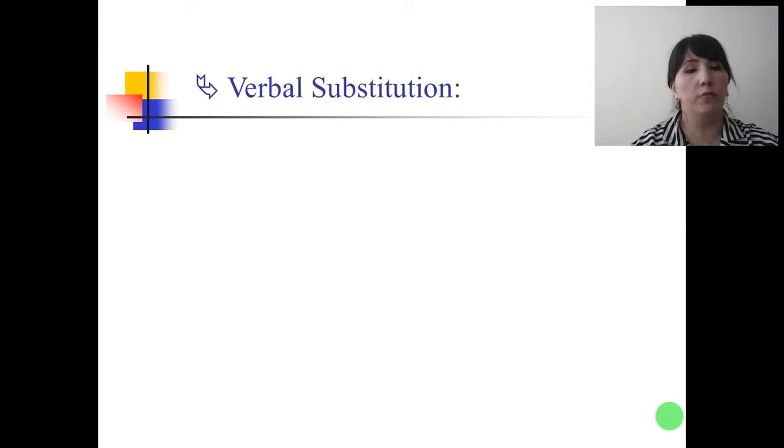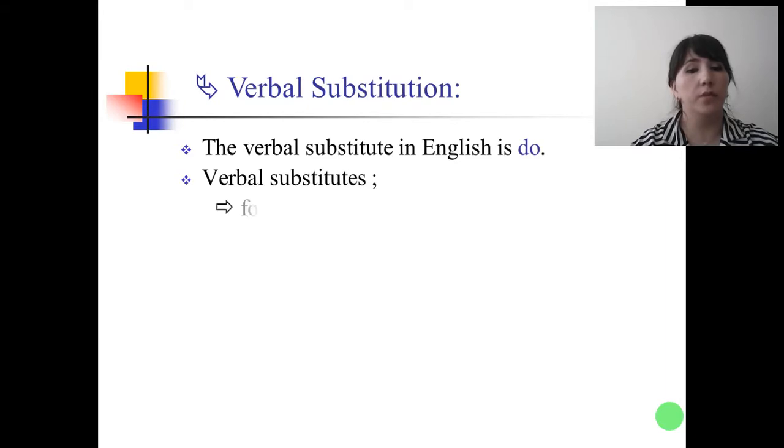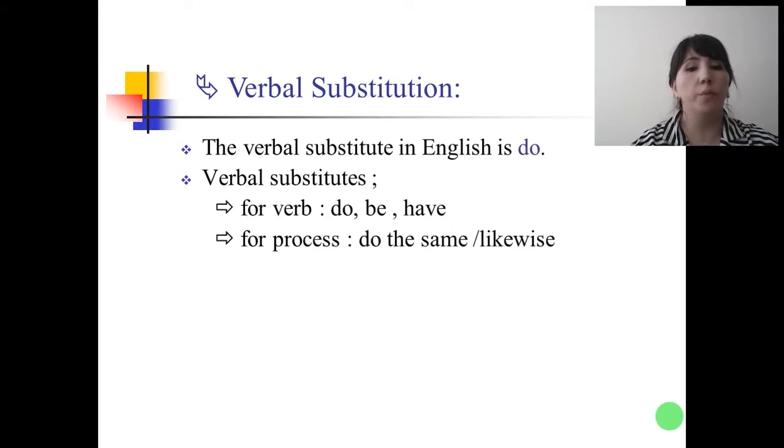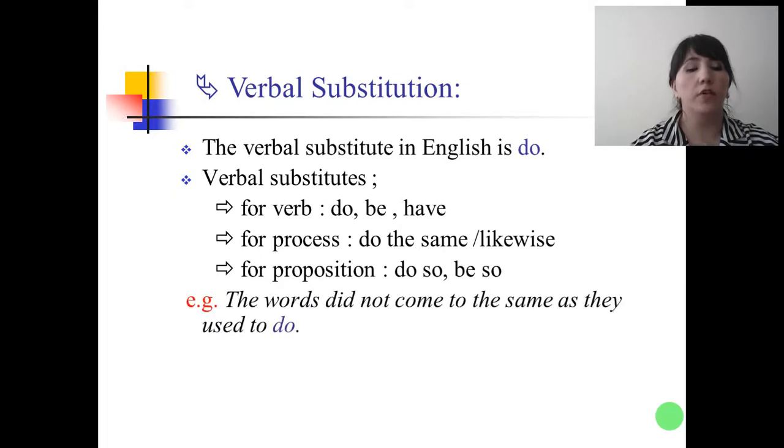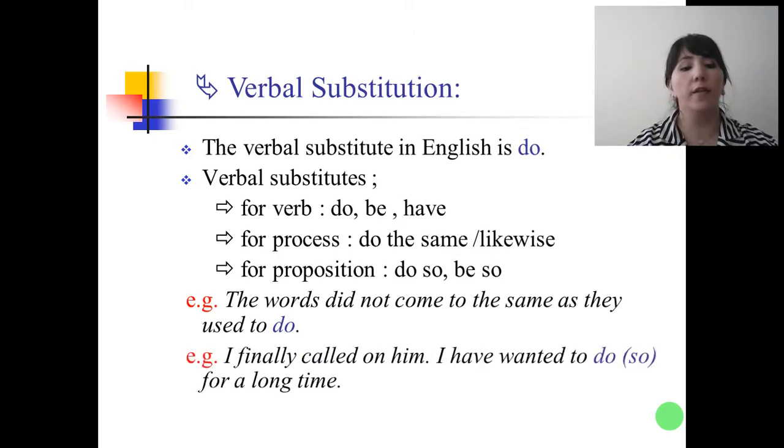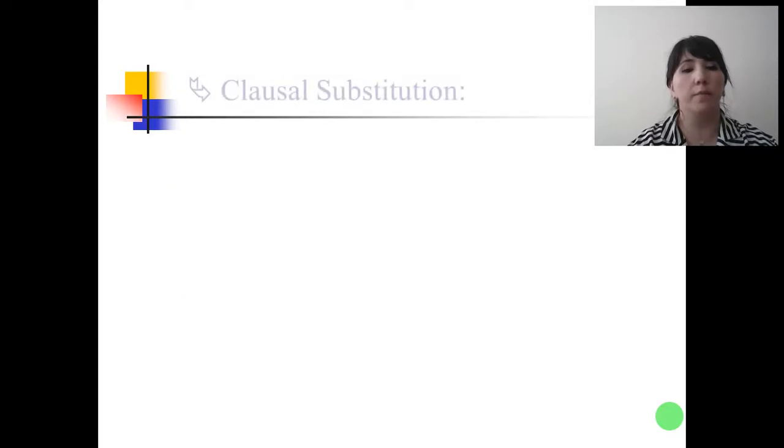Now let's look at verbal substitution. The verbal substitute in English is do. Verbal substitutes: for verb, do, be, have; for process, do the same, likewise; for proposition, do so, be so. For example, the words didn't come the same as they used to do. I finally called on him. I have wanted to do so for a long time.